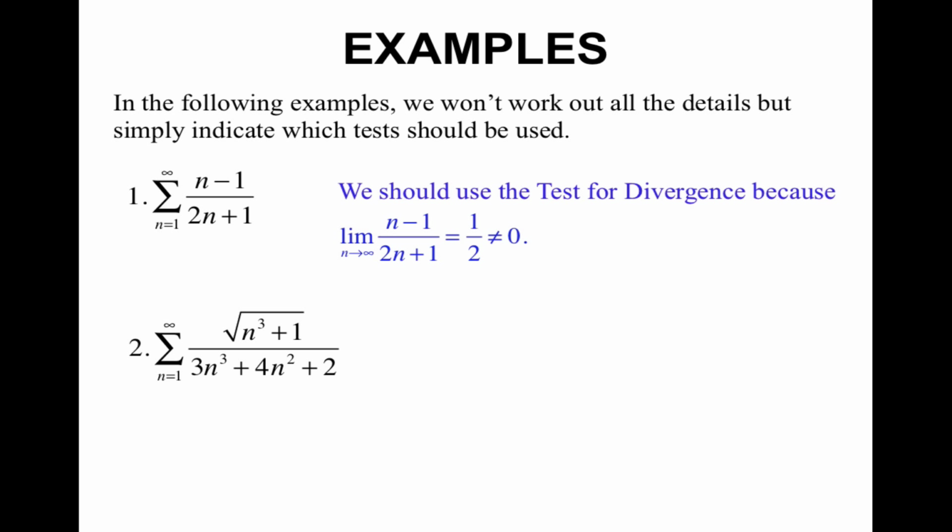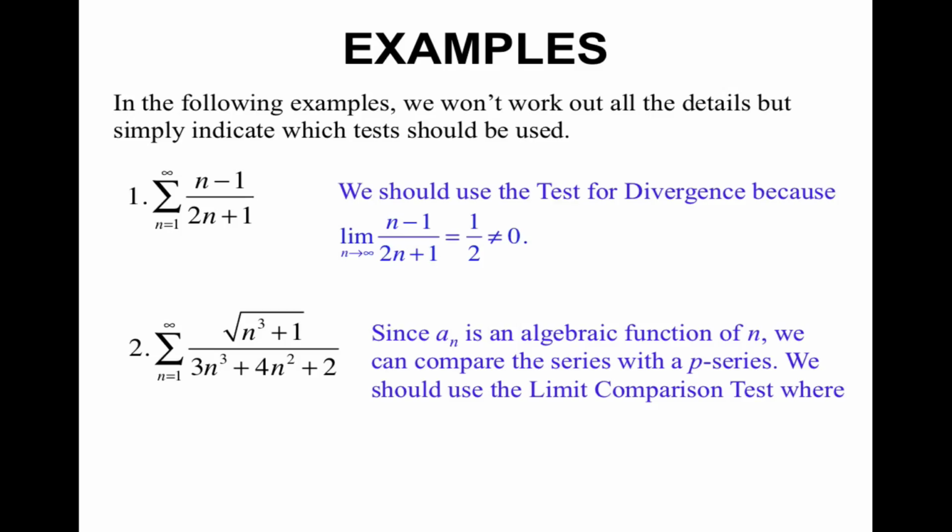In this second series, we have an algebraic function of n, so a sub n is something algebraic, and we can compare the series with a p-series. We should use the limit comparison test, where our familiar series is the square root of n cubed over 3n cubed. This would be simplified down so that we can see the p-series a little bit more, and we would be comparing it with 1 over 3n to the 3/2.